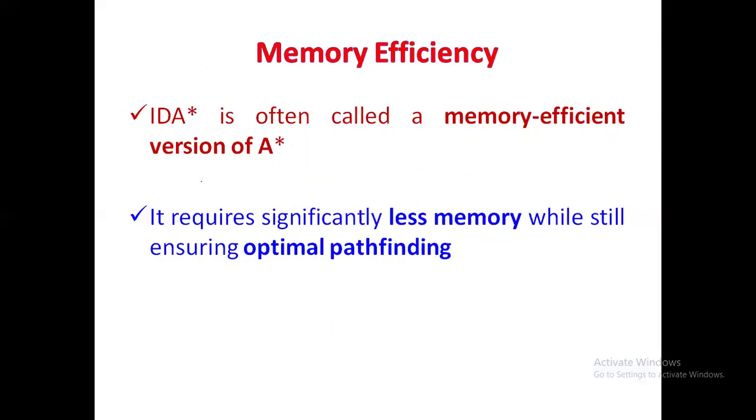Next, IDA star is memory efficient. As I have said, IDA star is often called memory efficient because it uses the depth first search and only stores the current path in the search rather than the entire search tree. It reduces the memory usage by discarding the nodes as the search progresses. Despite its lower memory requirement, IDA star still guarantees optimal pathfinding. This makes it ideal for problems with large state spaces where memory is the limiting factor.